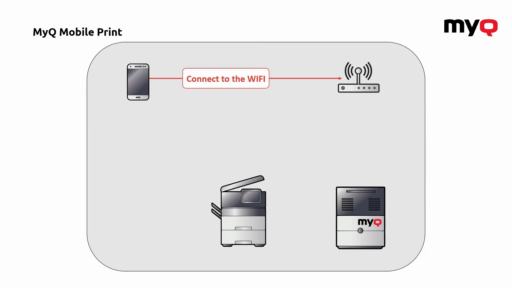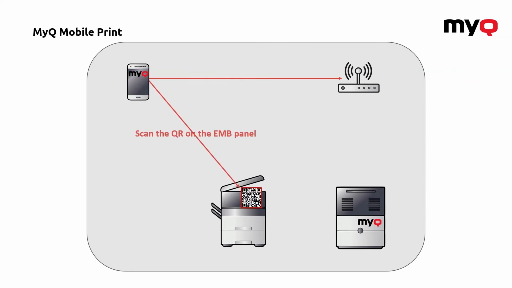Once they've got it, they will just come to a machine, any machine within your fleet where this feature is activated, and scan the QR code which automatically appears on the screen of the embedded terminal. Once this feature has been activated, every machine has the option to switch between the PIN pad and the QR code, which is intended for this MyQ mobile application.